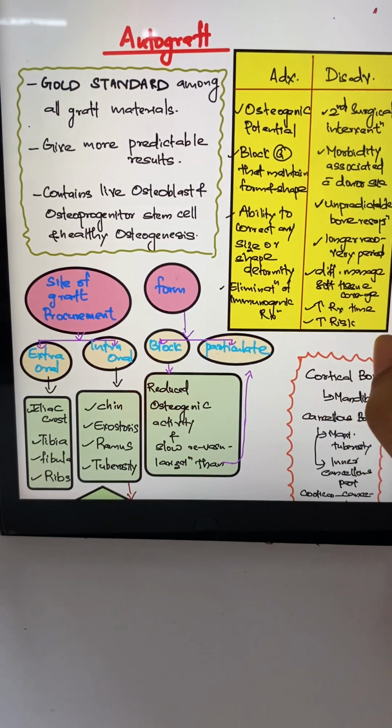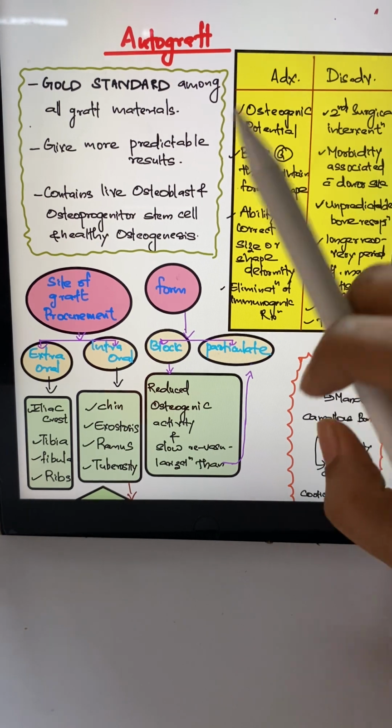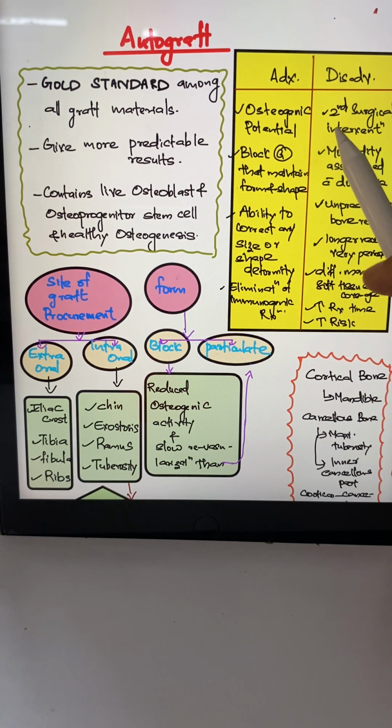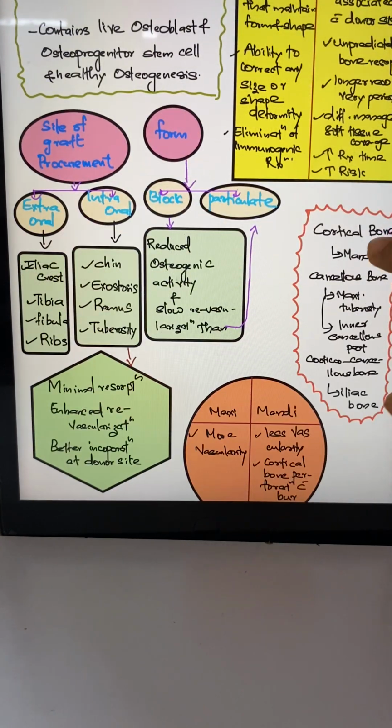And we need to see the advantages and disadvantages. Advantages are definitely that it has the osteogenic potential. It has the ability to correct the size and shape of the deformity, and the main advantage is the elimination of immunologic reaction, because we are taking from the same person, so that kind of immunological reaction will not happen. But the disadvantage is that a second surgical intervention is required, because we need to do the surgery for the graft.